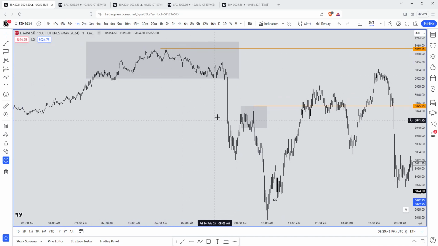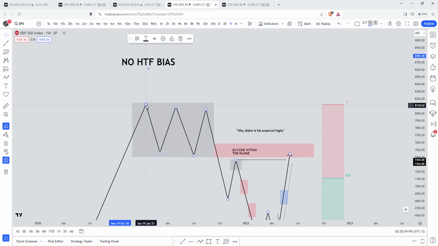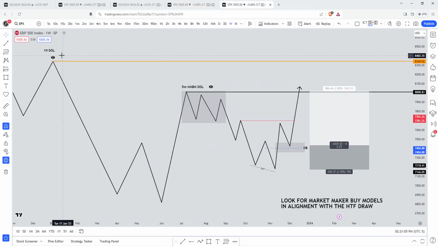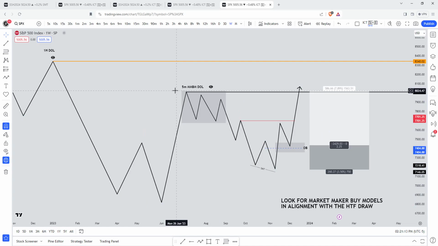But again, I'm not aiming for that external high all the way up here because I have no higher time frame bias to suggest that price would head above this level and reach for a level above that high. When I do have a bias that price would do that, and let's say my hourly bias is bullish, I would target the original consolidation high. So I hope that helps filter out a lot of setups for you guys.